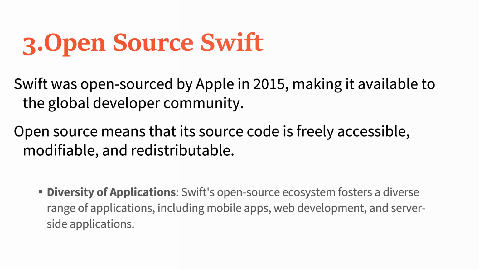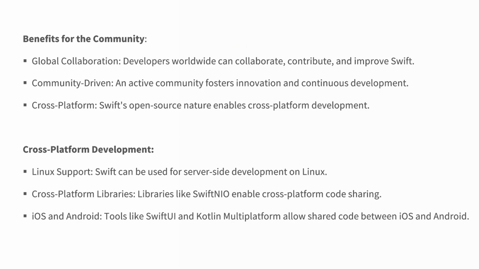Open source Swift. Swift was open sourced by Apple in 2015, making it available to the global developer community. Open source means that its source code is freely accessible, modifiable, and redistributable. Diversity of applications. Benefits for the community, cross-platform development. All these things are advantages of open source Swift.